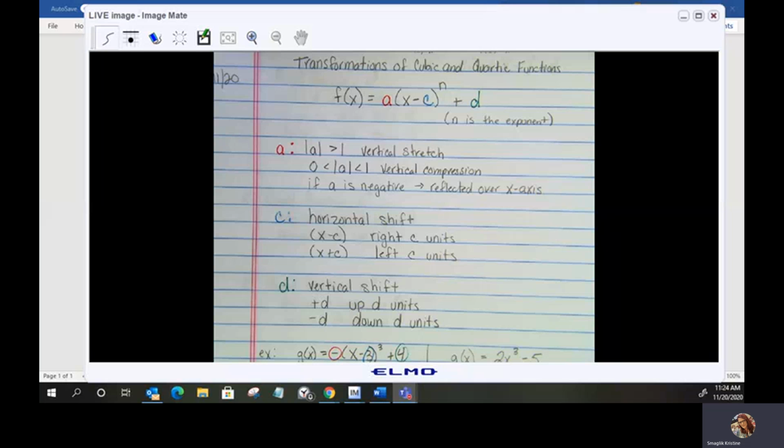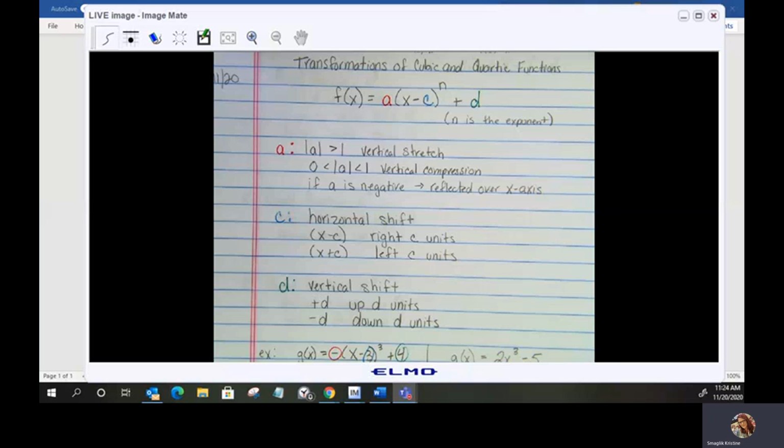Your D value, D is your vertical shift. It's up or down. If it's positive, you're going up. If it's negative, you're going down. And in your form here, this N is your exponent. So in general, this topic just goes through cubic and quartic, but this applies for anything. You could have a degree of 2, a degree of 3, a degree of 4, a degree of 5, 7, 15, 25, and these transformations will still apply.